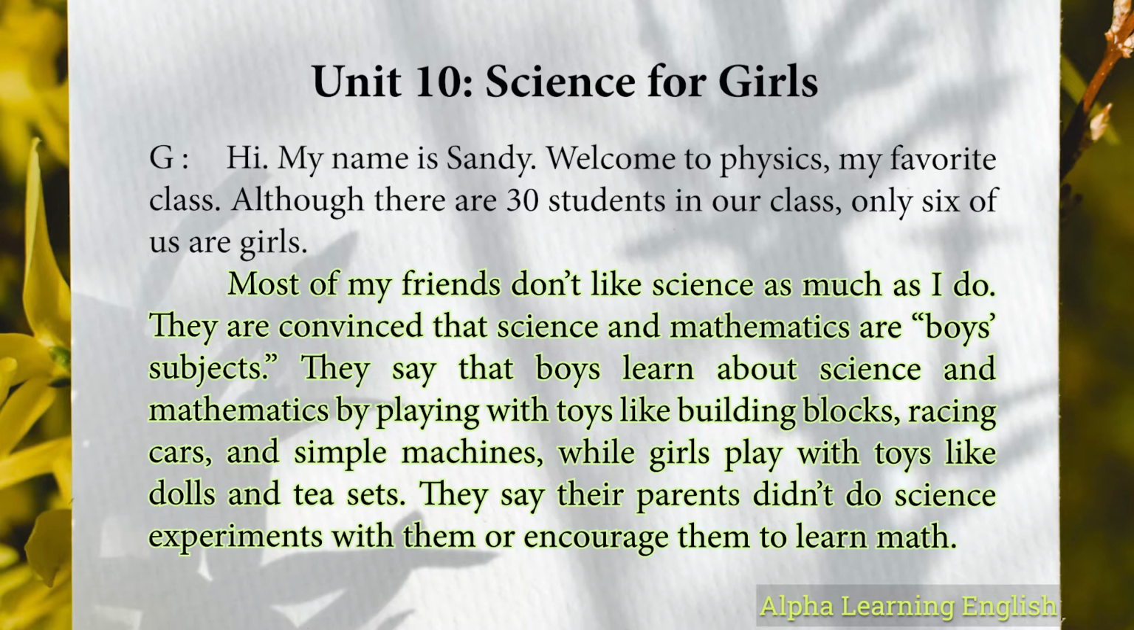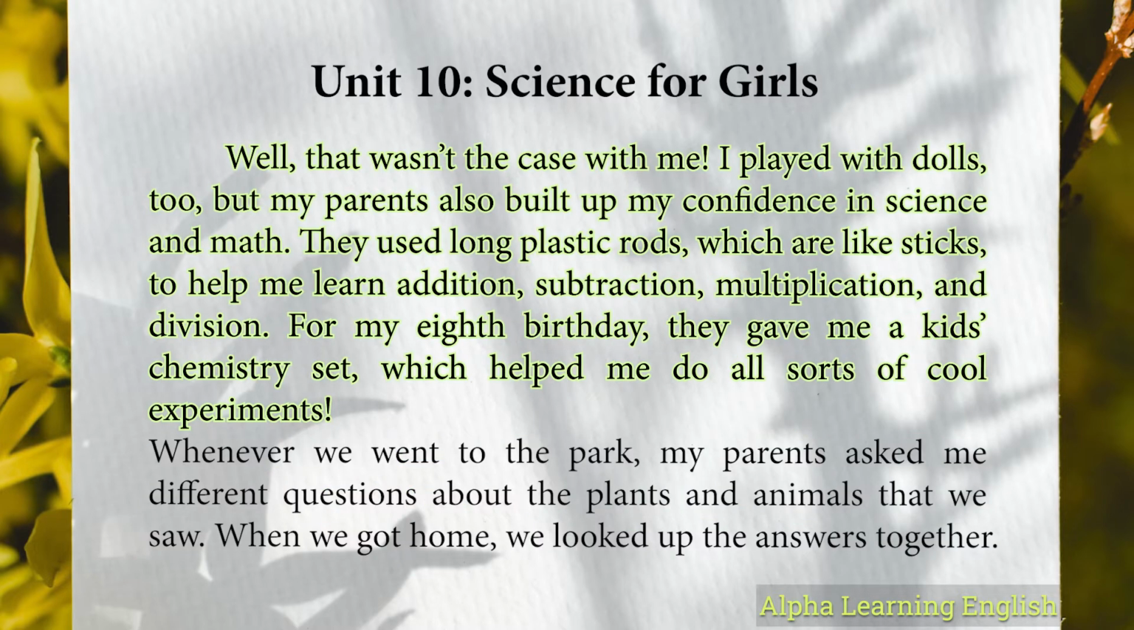They say that boys learn about science and mathematics by playing with toys like building blocks, racing cars, and simple machines, while girls play with toys like dolls and tea sets. They say their parents didn't do science experiments with them or encourage them to learn math. Well, that wasn't the case with me. I played with dolls too, but my parents also built up my confidence in science and math.